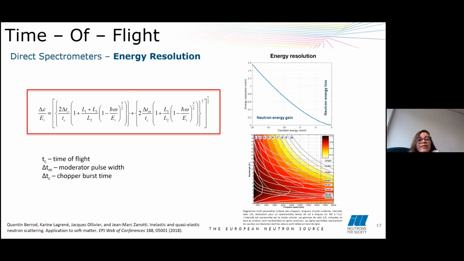But if we think about the resolution as a function of the energy transfer, we have another formula here, where TC is the time of flight at the chopper, delta TC is the chopper burst time, and delta TM is the moderator pulse width. So what we learned from this formula is that if you want a better resolution, then a lower energy transfer is required. And thinking about choppers, the energy resolution varies linearly with the speed of the choppers, but with the cube of the wavelength.